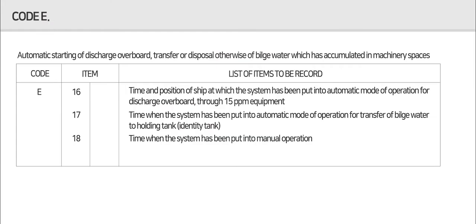Code E. In case of automatic starting of discharge overboard, transfer or disposal otherwise of bilge water which has accumulated in machinery spaces, record using Code E. Let's take a look at an example to learn how to write in detail.